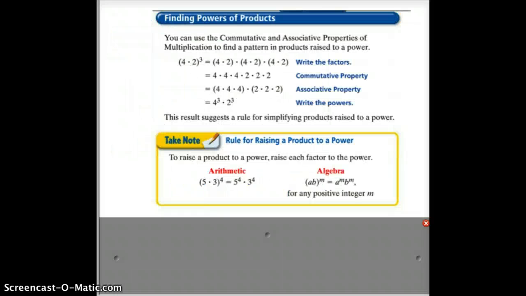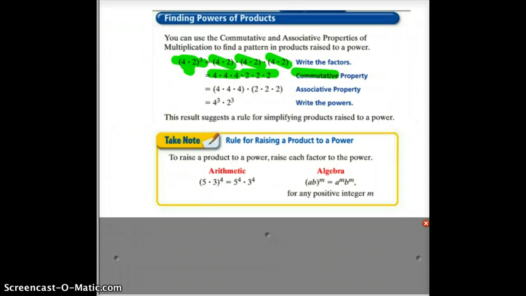Here we go. All right, here's an example of a product, 4 times 2, being raised to an exponent. Now, anything raised to an exponent, I know that 4 times 2, right here, is just being multiplied together 3 times. So, another way I can look at that, if I pull all the 4s out of those groups, I have 3 4s and 3 2s being multiplied.